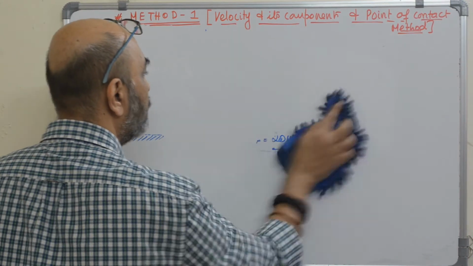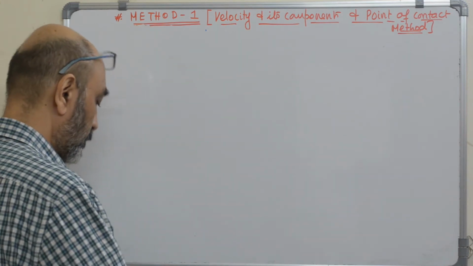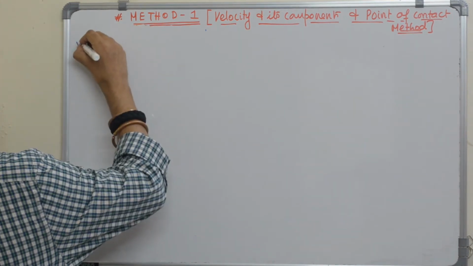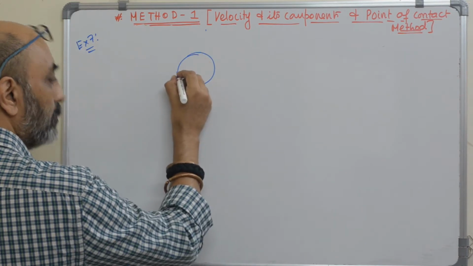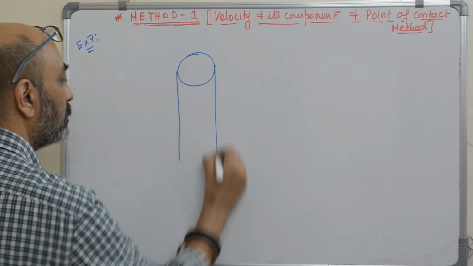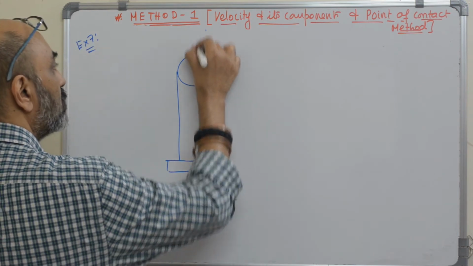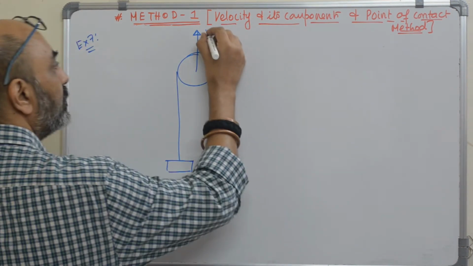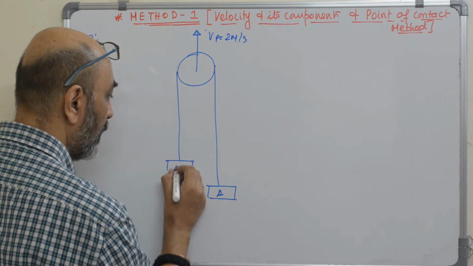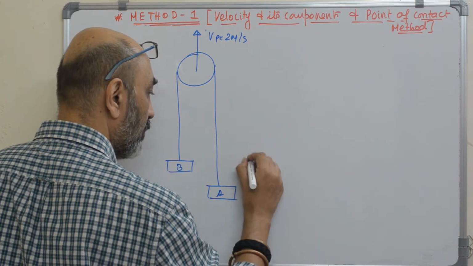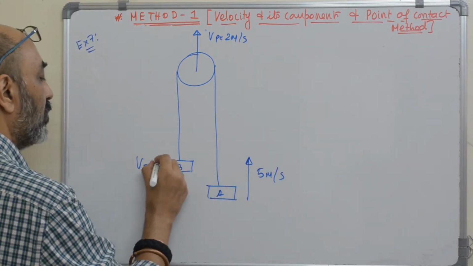We will do example 7. Here, the pulley is going up with a speed of 2 meter per second. This is A, that is B. A is also going up with a speed of 5 meter per second. We have to find the value of B.